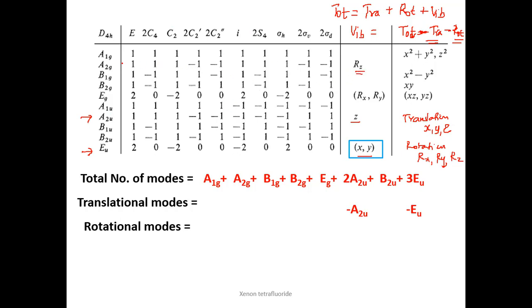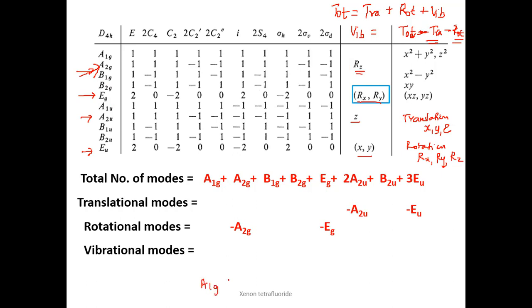Similarly, coming to the rotational modes, you have to look at Rx, Ry and Rz. Rz is found here. That means Rz is A2G. Rx, Ry are found here. That means Rx and Ry are represented by EG. We have to subtract A2G and EG. We get the vibration modes like this.